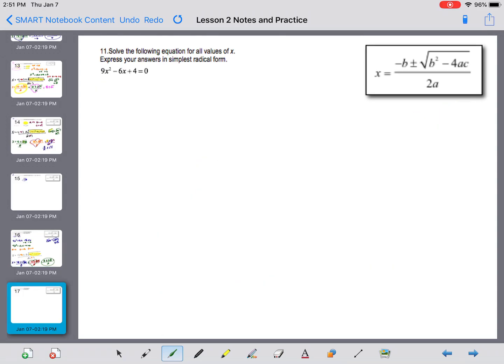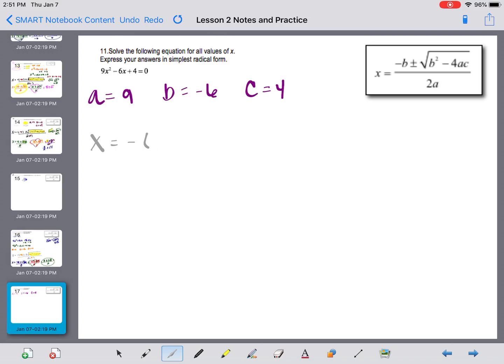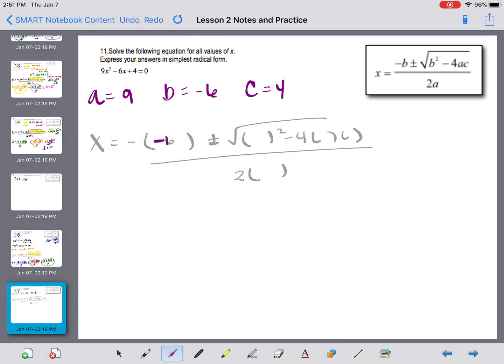Last one here. Again, use the quadratic formula. We have A equals 9, B equals negative 6, and C equals 4. Fill in the bones of the formula. And then fill in your numbers. So negative 6, 9, 4, and 9.